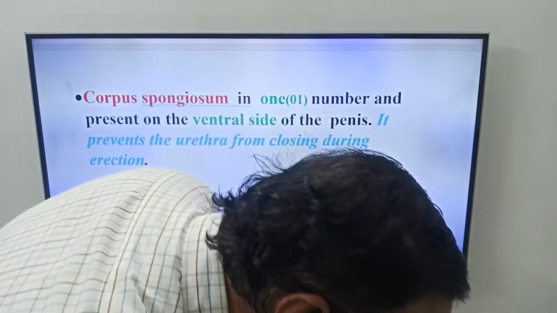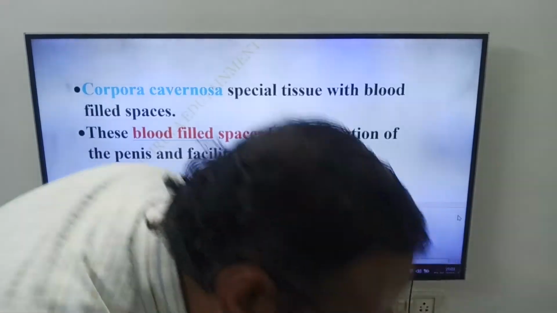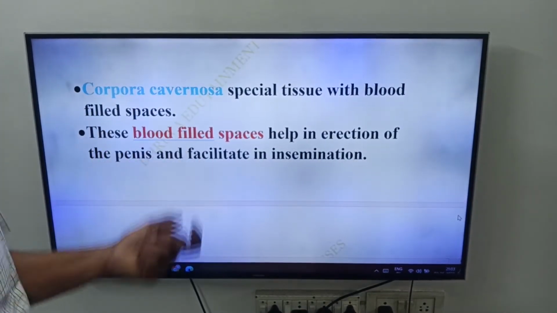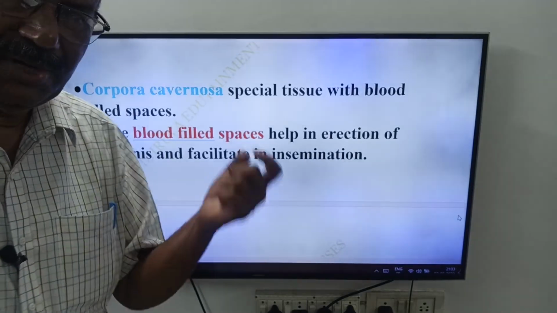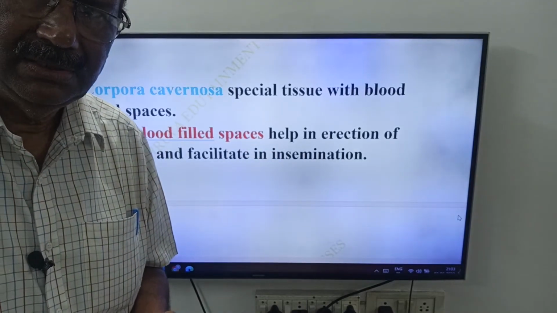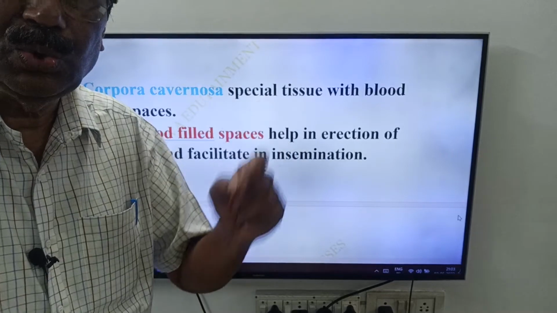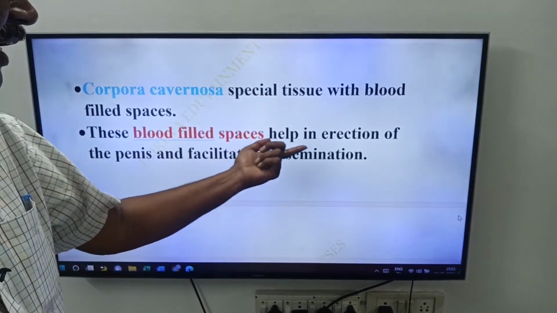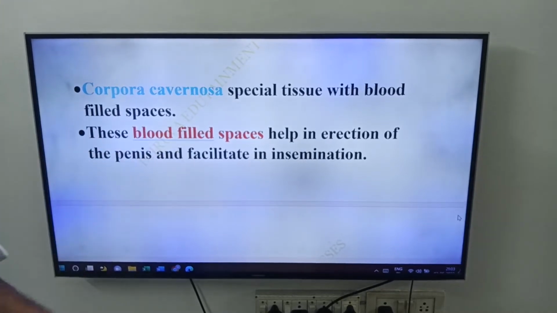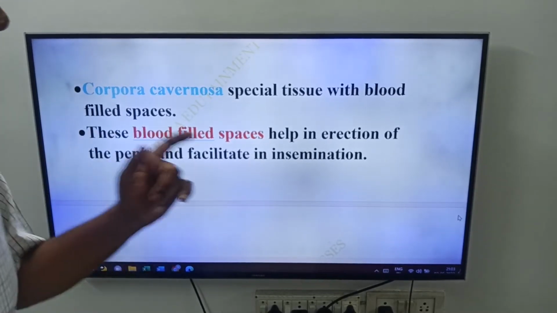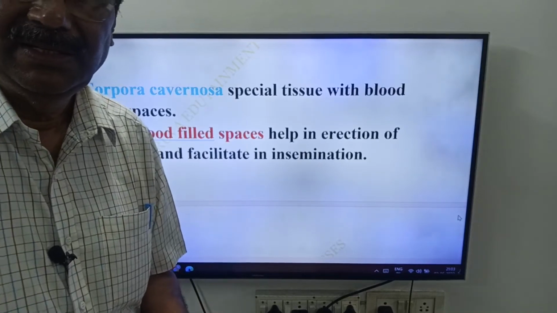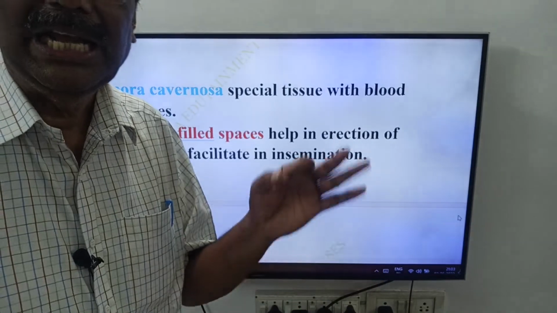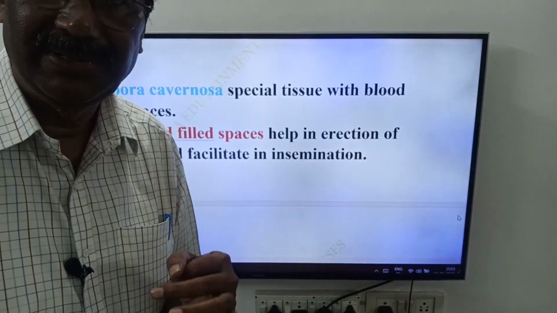Okay, friends. Next, corpora cavernosa has what, friends? Special tissues with blood and blood-filled spaces. Corpora cavernosa, that is dorsal two columns. They have blood spaces, friends. These blood spaces filled with blood help in erection of the penis and facilitate insemination. So this corpora cavernosa helps in erection of the penis.